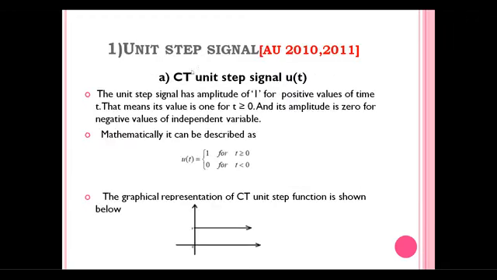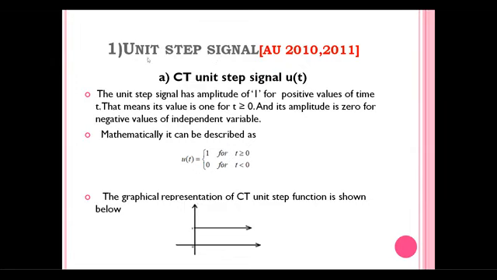Next we are going to see the standard signals one by one. The very first standard signal is the unit step signal. This is an important 2-mark question: define, or otherwise give the mathematical and graphical representation of the continuous time unit step and the discrete time unit step. It's an important 2-mark question.